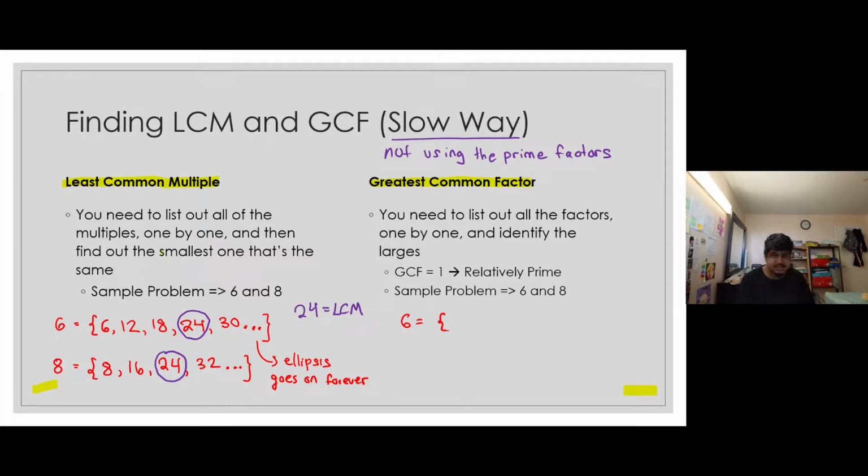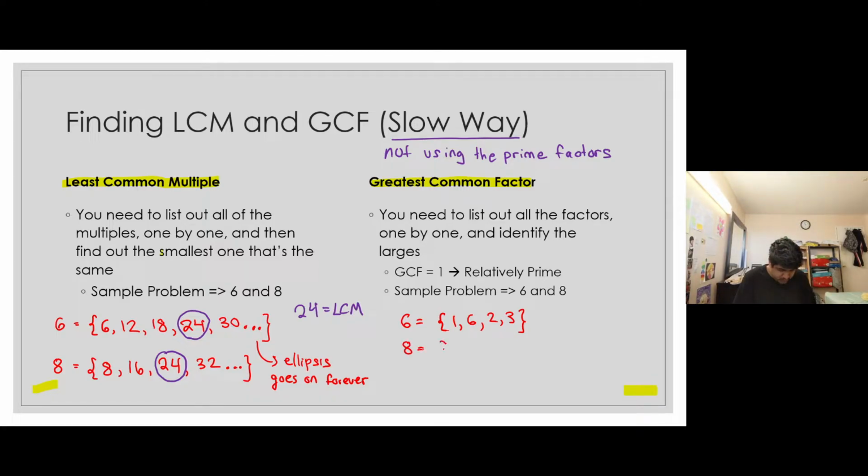Right? We know obviously the first one's going to be 1 and 6. They're going to be both divisible by 1 and themselves. And then for the next one, we're going to be using 2 and 3. We know that 6 is even, and it is even because it is a multiple of 3. And that's it. There's no more factors.